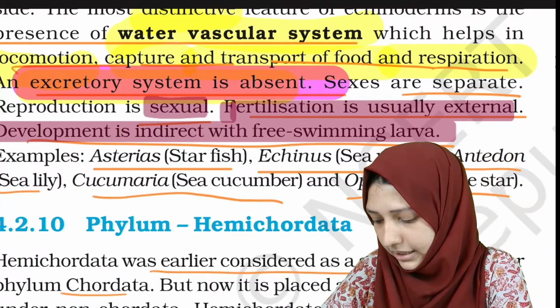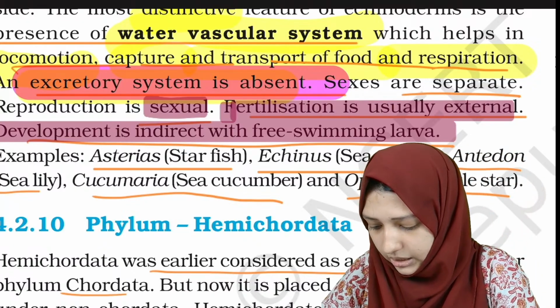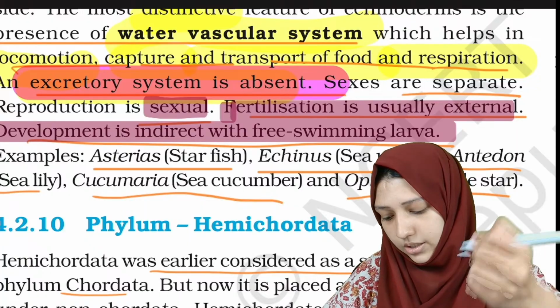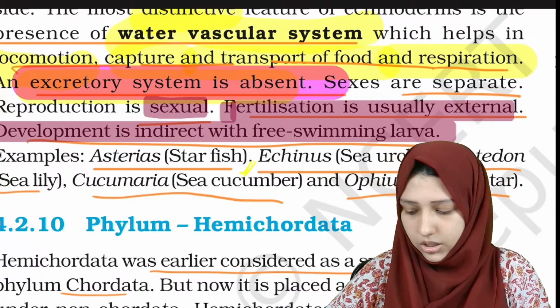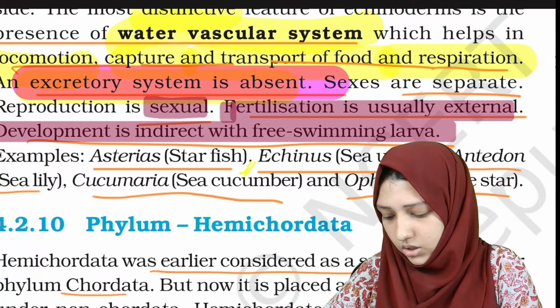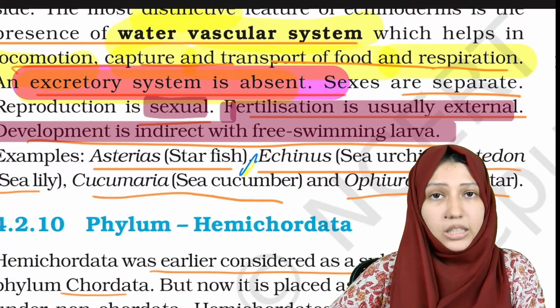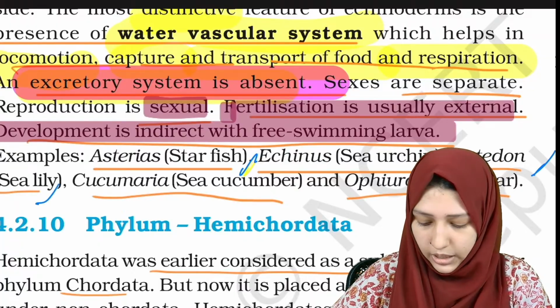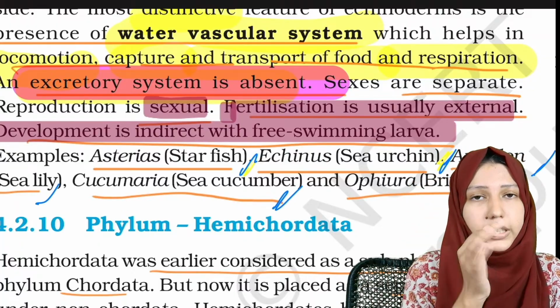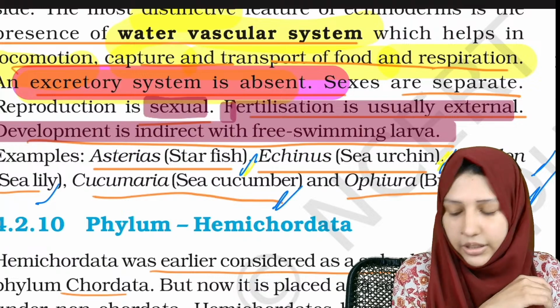And now what are the examples? The examples are Asterias, starfish. Asterias means starfish. Echinus is sea urchin. Antedon, sea lily. Cucumaria, sea cucumber. Ophiura, brittle star. All these are Echinodermata.